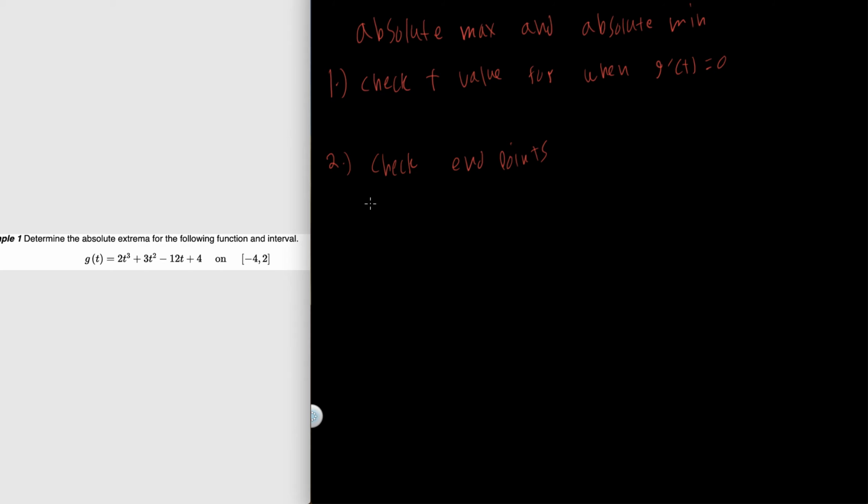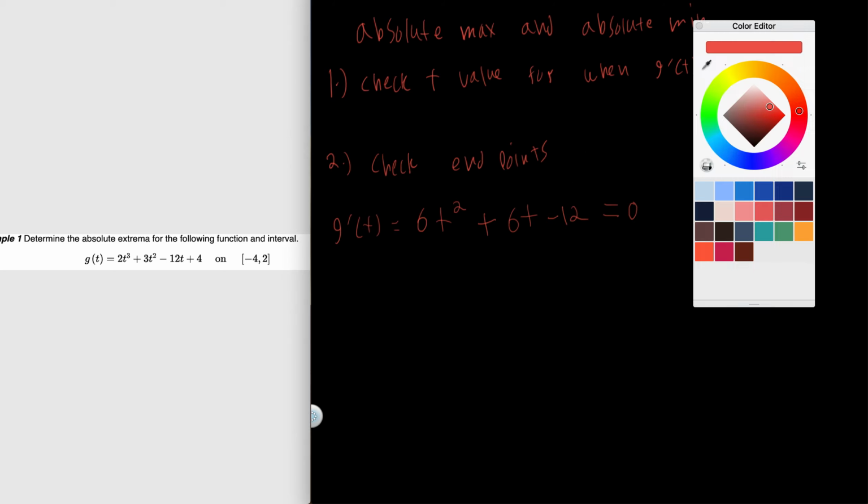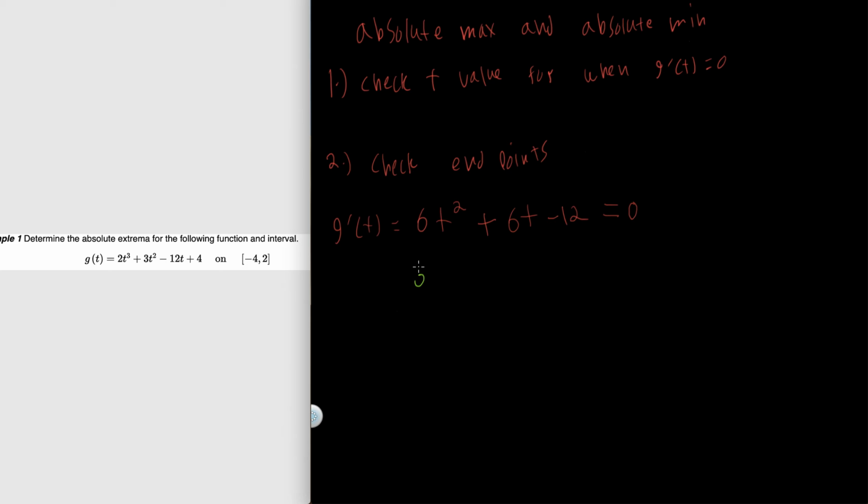So let's do that. Well, g prime of t is equal to, let's see, 2 to the third, derivative of that is 6t squared using the power rule. 3t squared, derivative of that is just 6t. And then negative 12t minus 12, 4 goes away, and we set this equal to 0. Well, this right here looks like a polynomial that we can factor, right? So the first thing I'm going to do is factor out a 6. Let's factor out a 6, and we get t squared plus t minus 2.